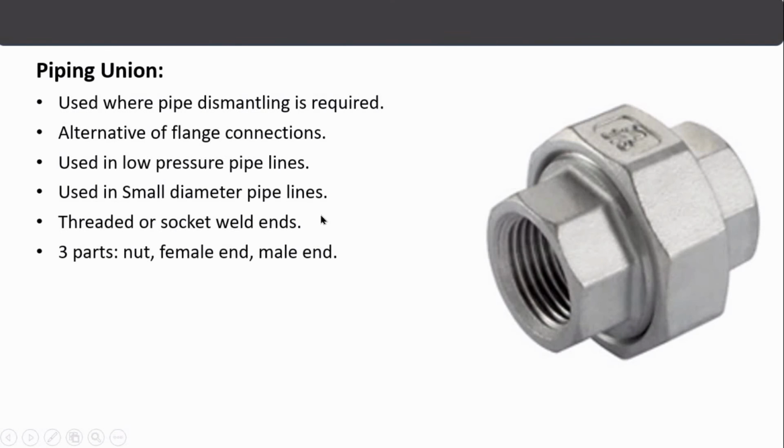Piping union. A piping union is used for maintenance purposes, or you can say it is used where pipe dismantling is required, and they are an alternative to flange connections. They are used in very low pressure pipelines because in high pressure pipelines they cause leakages, and they are used in small diameter pipelines. They are not used in larger diameter pipelines, and they are available in both threaded form or socket weld ends. A piping union has three parts: male end, female end, and the nut.